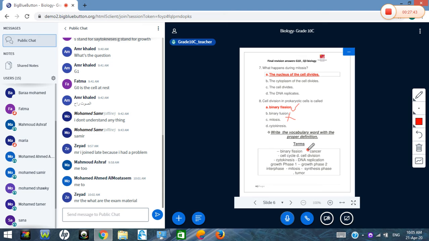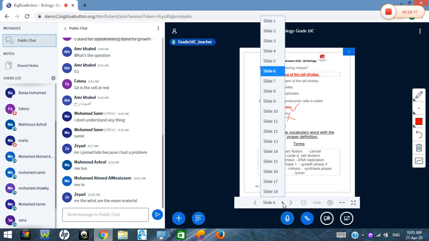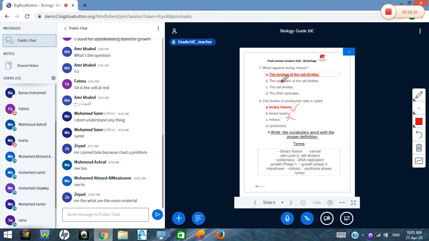The next question: write the vocab word with the proper definition. What's the meaning of binary fission? Cancer, cell cycle, cell division, cytokinesis, DNA replication, G1, G2, interphase, mitosis, synthesis phase, tumors. Let us see. Next slide.